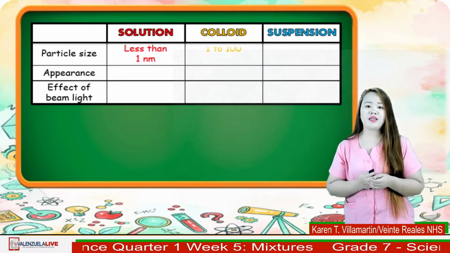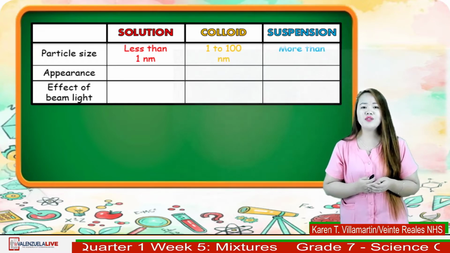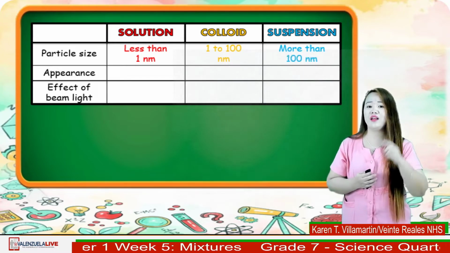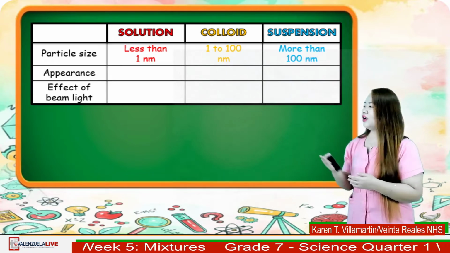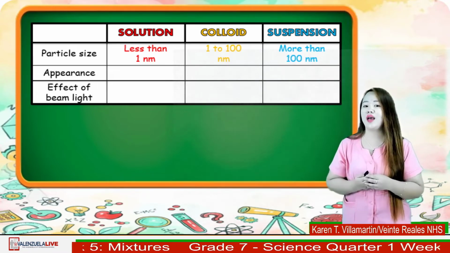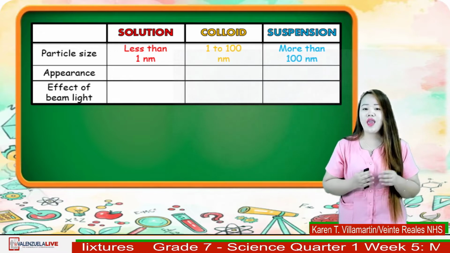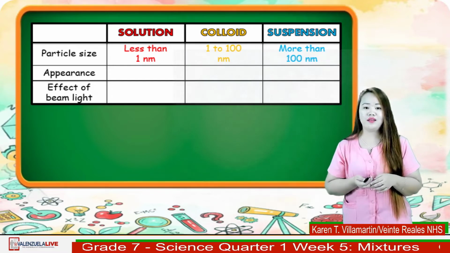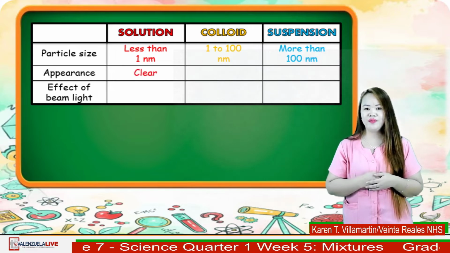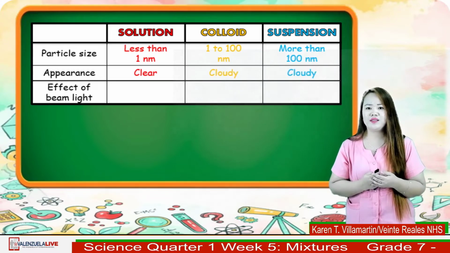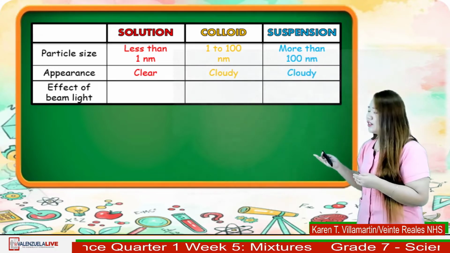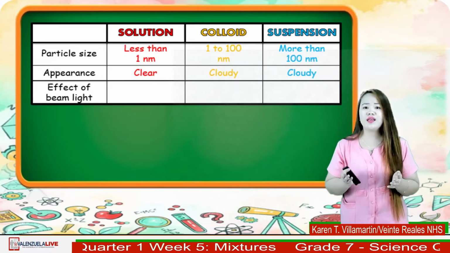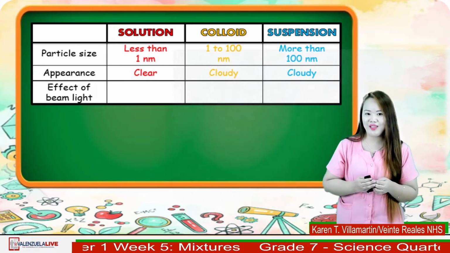In terms of particle size, solution has less than 1 nanometer. Colloid has 1 to 100 nanometers, and suspension has more than 100 nanometers. In terms of appearance, solution is clear, while colloid and suspension are cloudy.